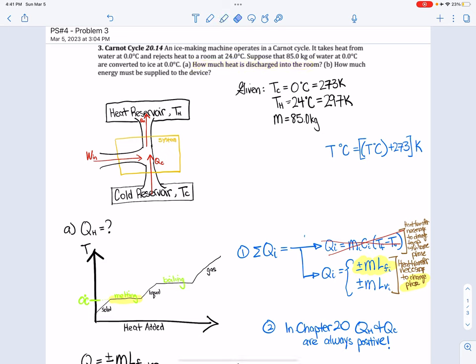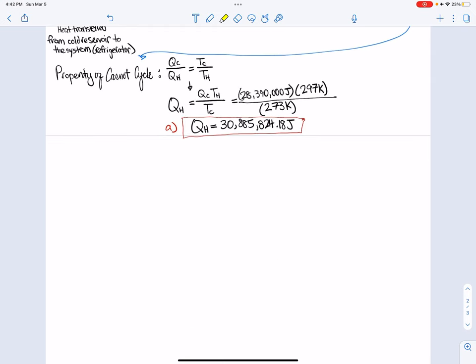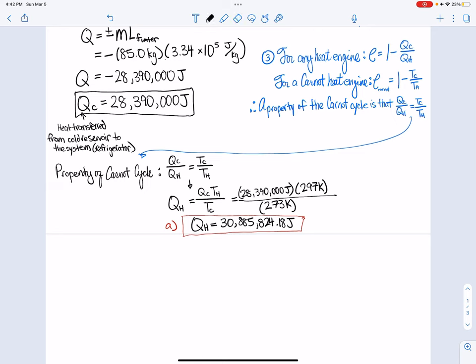All right. So now let's move on to part B. How much energy must be supplied to the device? Essentially, what we're looking for is the work in that needs to be supplied to the device. So part B, we are looking for work in.